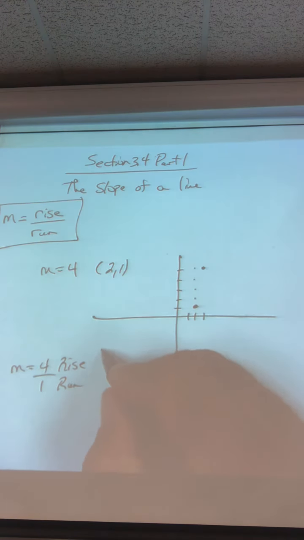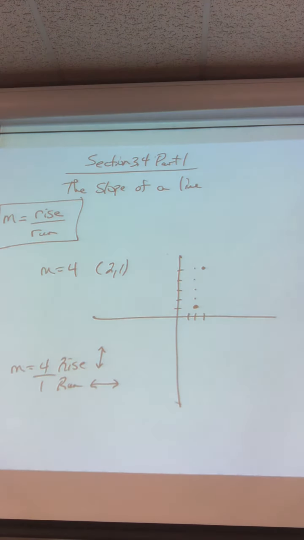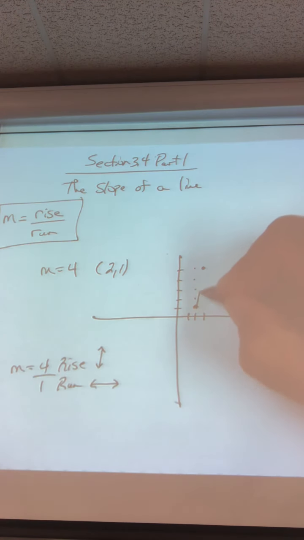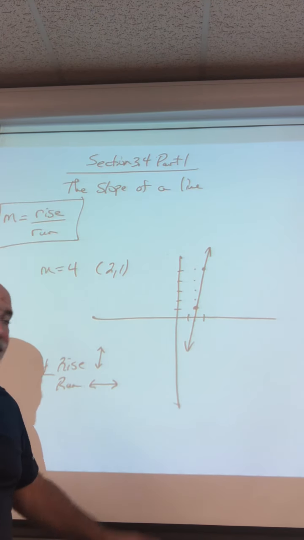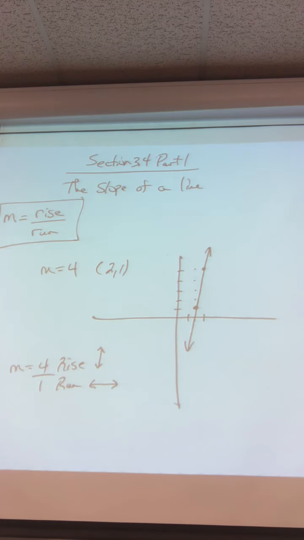So rise is a vertical movement, up or down. Run is a horizontal movement. So you go up 4 and right 1, and then draw that line. So you think about walking on a hill that was that sharp or steep. That's a pretty big slope, isn't it? So slope 4 in the slope world is big.